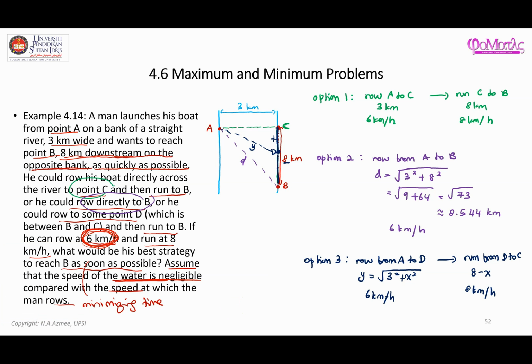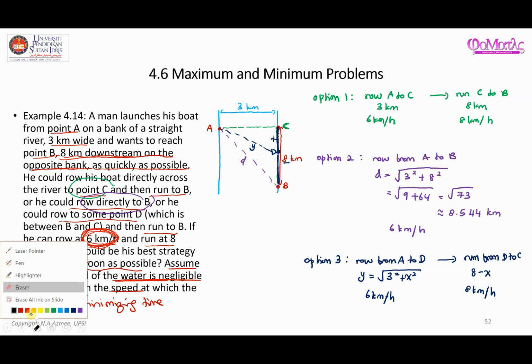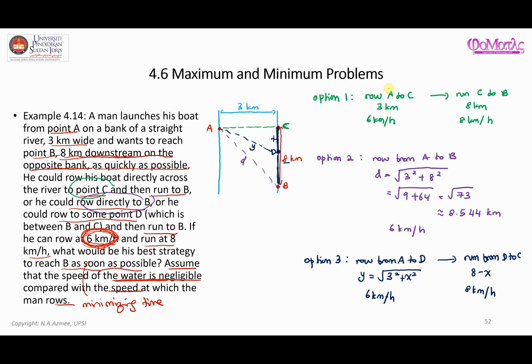Now let us look at the time taken if he decides to go with option 1. When it says 6 kilometers per hour, it means that you can cover 6 kilometers of distance in 1 hour. Therefore, if you have 3 kilometers of distance, you will be able to cover that in half an hour, which is 30 minutes. That's the time taken to cover the 3 kilometers.